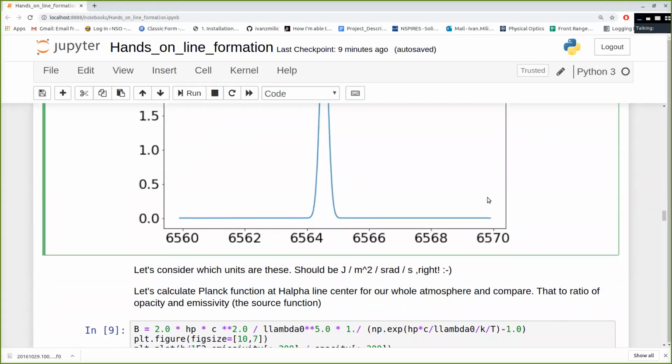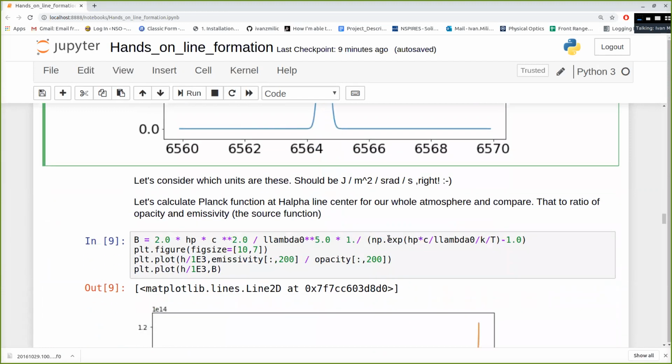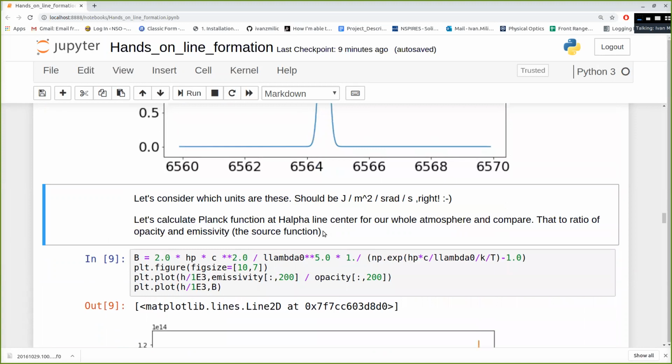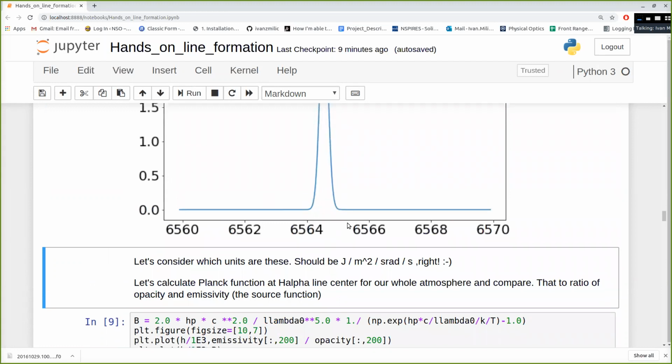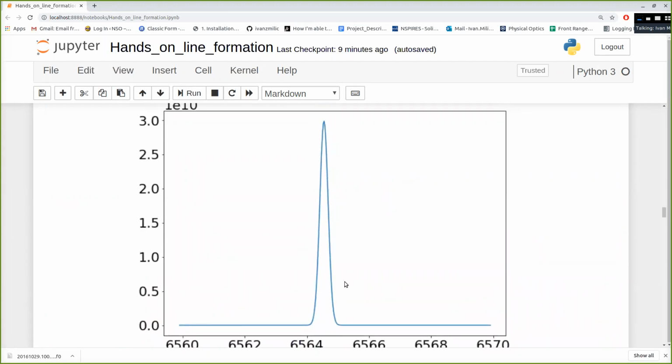Now just to verify things, I'm going to calculate the Planck function at this wavelength, and I'm going to compare the source function that I get from these opacity and emissivity with the Planck function that I'm obtaining, and they should be the same. Before that, I just want to stress one thing, since we plotted the profile here: far from the line core, opacity is basically 0.